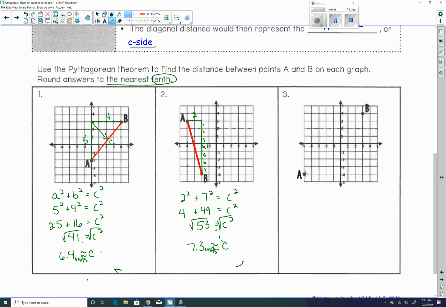Okay, so number 3, again, we're going to draw our line. Make your triangle. Once you make your triangle, come back and check to see if I made the triangle the same way. Pause the video now and make your triangle.